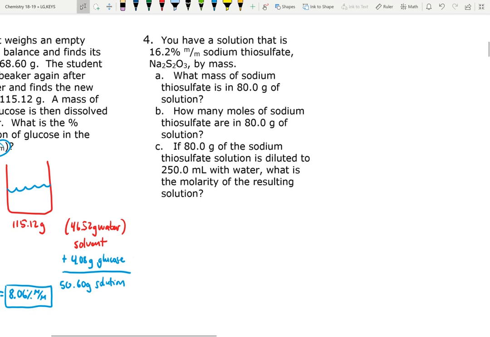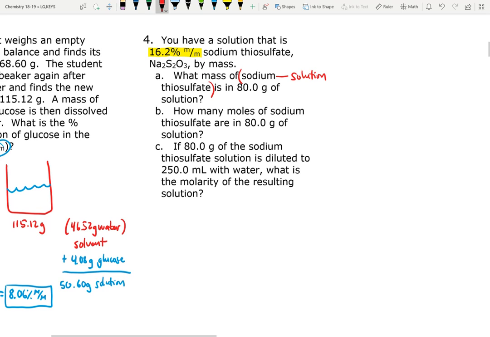And it looks like we got one more with percent concentration here. Sodium thiosulfate concentration, 16.2%. What mass of sodium thiosulfate is in 80 grams of solution under this prescription? So it's 16.2% mass by mass. And they want to know how much sodium thiosulfate is in an 80-gram sample of it. This sodium thiosulfate is the solute. That's what's being dissolved. We can assume it's being dissolved into water. It doesn't say that initially here, but we're going to assume that that's the case.